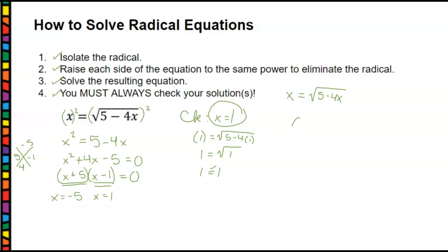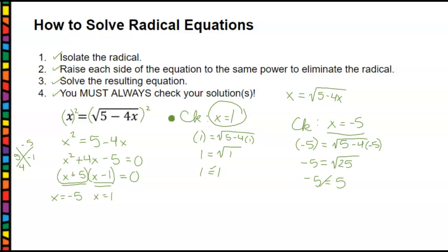Let's see what happens when I check x equal to negative 5. So I substitute negative 5 into the equation in both places of x, and I can see that negative 5 times negative 4 is going to equal positive 20, so positive 20 plus 5 is 25, and the square root of, wait a minute, the square root of 25 is positive 5, but negative 5 doesn't equal positive 5, and because it doesn't equal, this is not a solution to our problem.